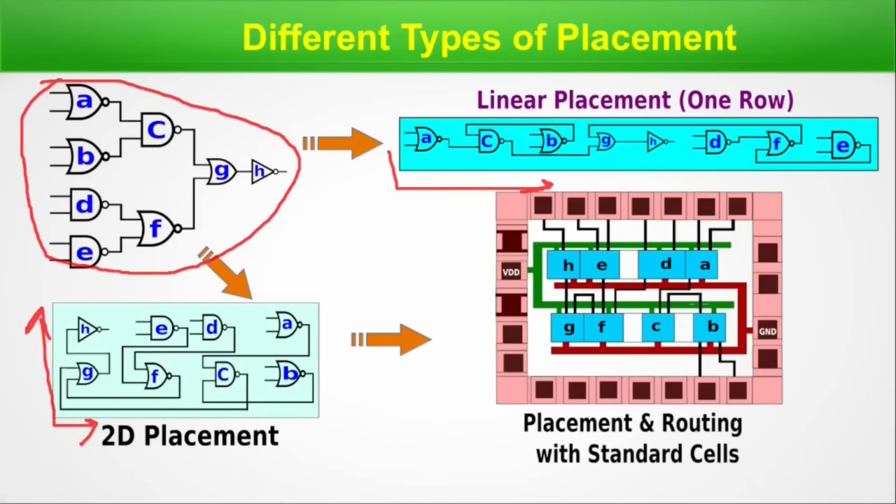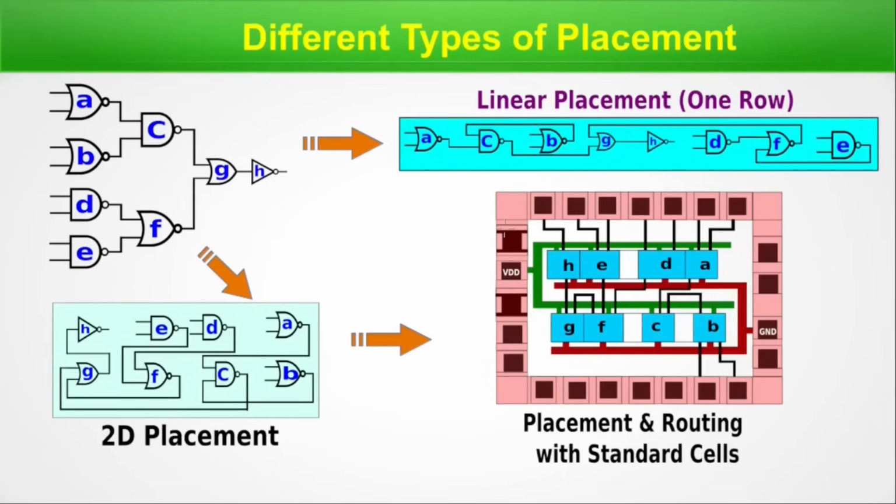How does it look? Cells are positioned along the outer side. All the power lines are provided and connections are drawn from there. So these are different types of placement. We'll move to the next slide.